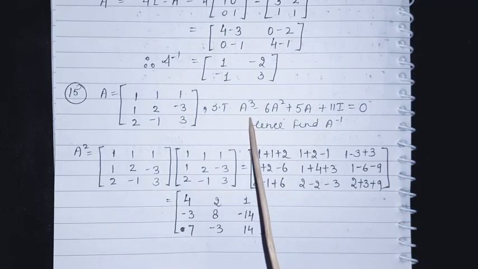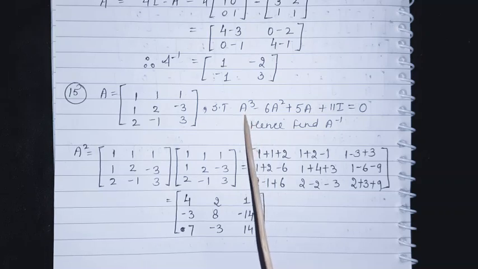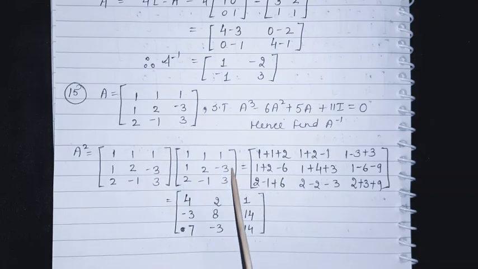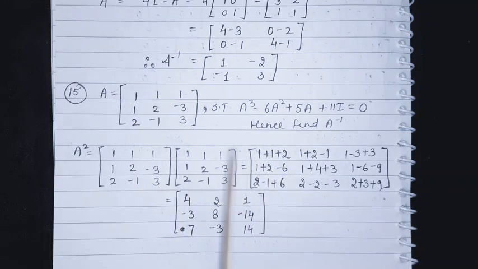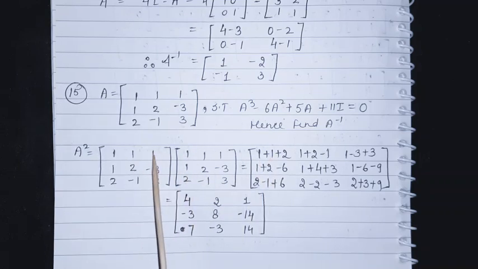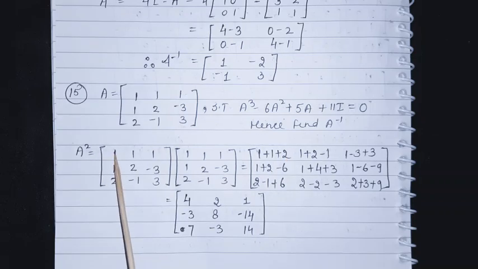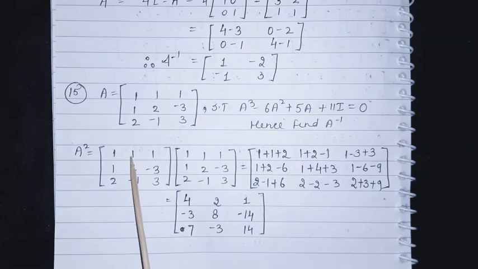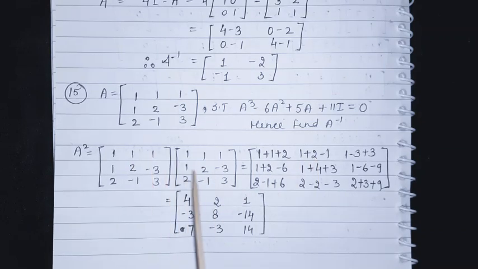In order to find A cube, first we will find A square. So A square means multiplication of A with A itself. So let's see the first element. First element will be 1 into 1, 1, plus 1, plus 2. Second element will be 1 into 1, which is 1, 1 into 2, which is 2, and 1 into minus 1, which is minus 1. Third element will be, we'll take this row and this column, 1 into 1, which is 1, 1 into minus 3, and 1 into 3 is 3.